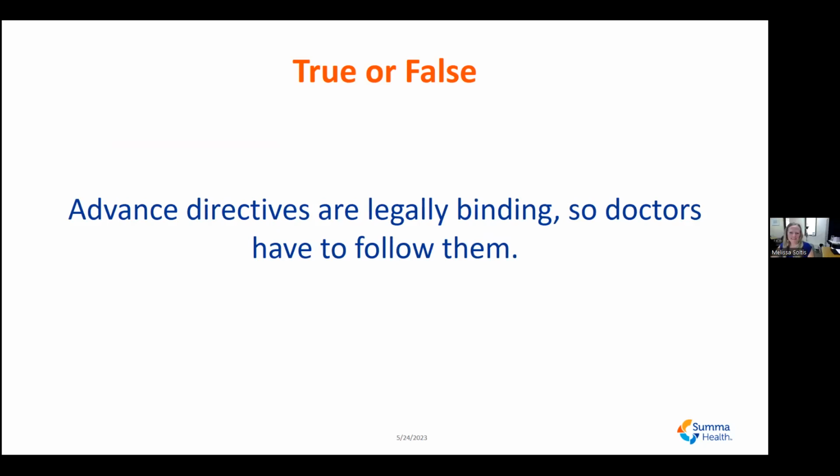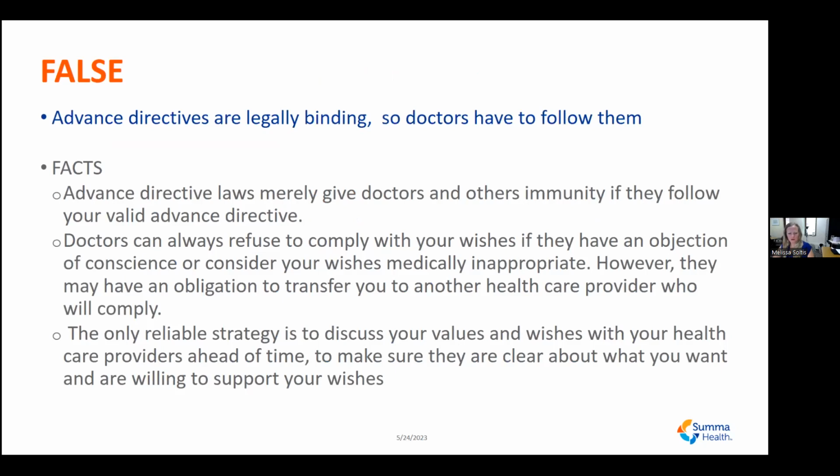Advance directives are legally binding, so doctors have to follow them. Okay. That is unfortunately not true. So more reason why to empower your healthcare power of attorney to know your wishes so that they can help fight if there's a situation where the doctors may not agree with your decision.